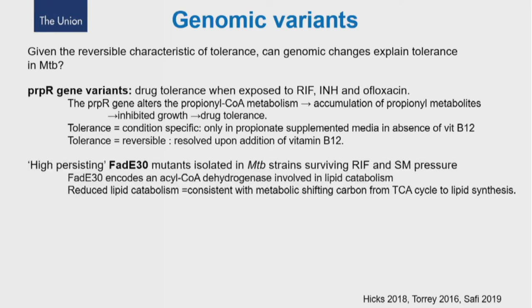There's what they call the highly persisting, and that's one of the complexities of this literature review that we were doing. It's tolerance, but they call them highly persistent, and you have tolerating persistence and persister tolerators, and everybody mixes everything, but so highly persisting here relates to tolerance. The fadE30 mutants are isolated in MTB surviving RIF and streptomycin pressure.